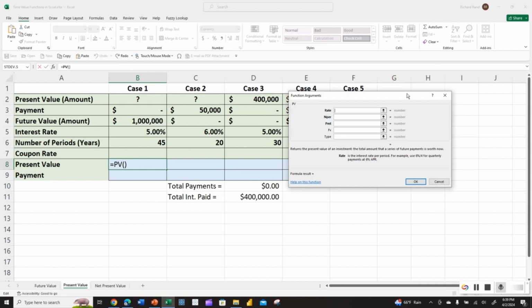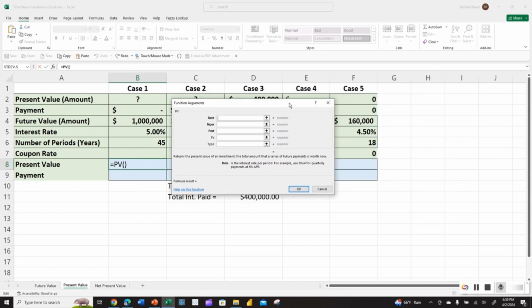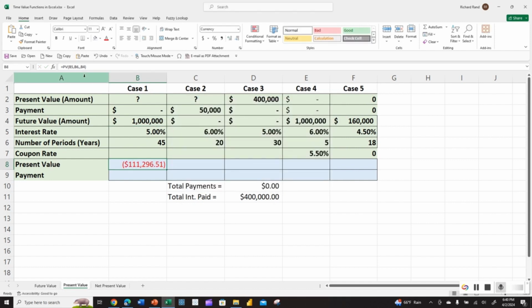Control A for our dialog box. We're going to put in the interest rate, the number of periods, and the payment. We don't know the payment. There is no payment. And we'll just put in the future value, and we'll hit OK, and we get a present value of $111,000. If we put $111,000 in today, we'll have $1 million in 45 years. That's the problem we worked out earlier.